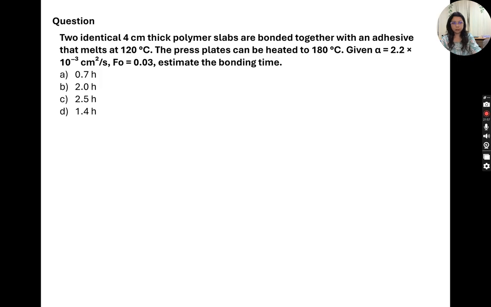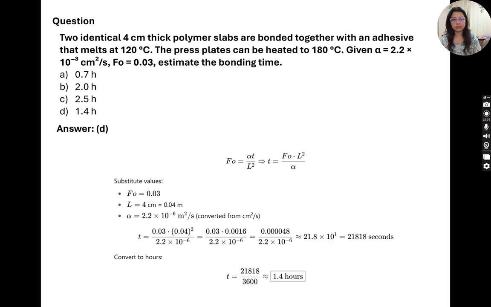Okay, then let's start with the answer. So the answer will be 1.4 hours, and the solution is like this.